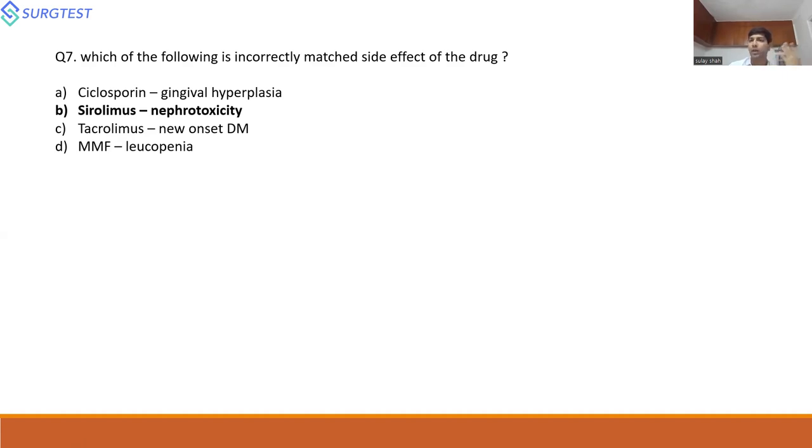Mediators being interleukin, TNF-alpha, TGF-beta, and so on. Can someone tell me which is that answer? What is the mediator leading to gingival hyperplasia and nephrotoxicity in calcineurin inhibitors? Yes, it is transforming growth factor beta.